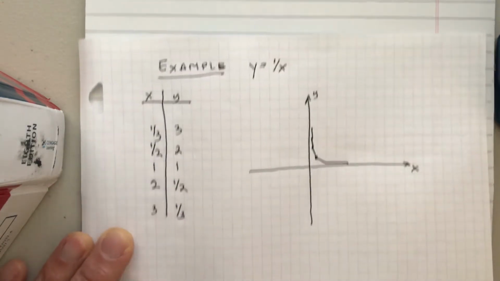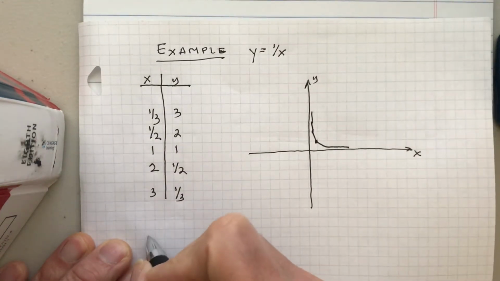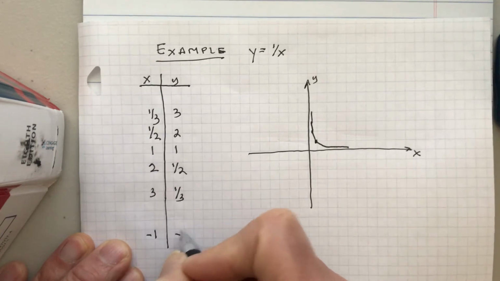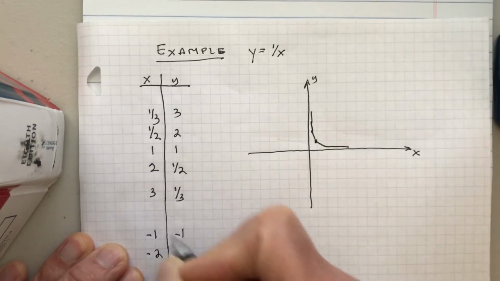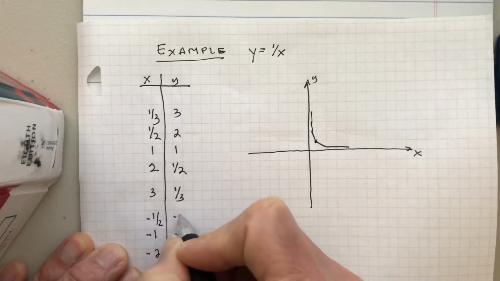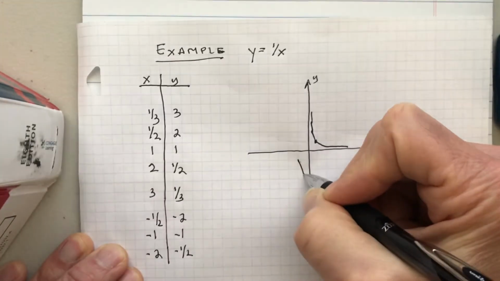You can put in negative numbers for x. -1, the reciprocal is -1. -2, the reciprocal is -1/2. -1/2, the reciprocal is -2. That'll take us down here.